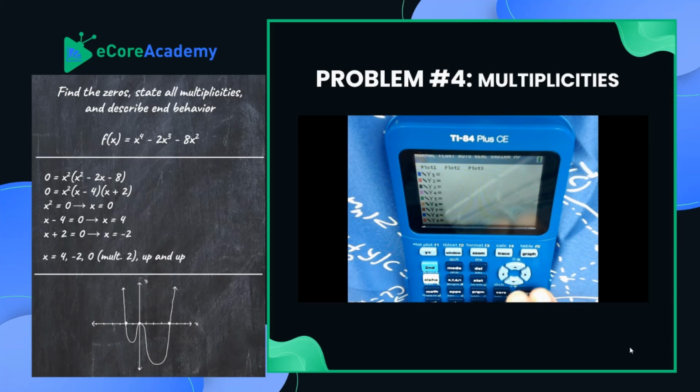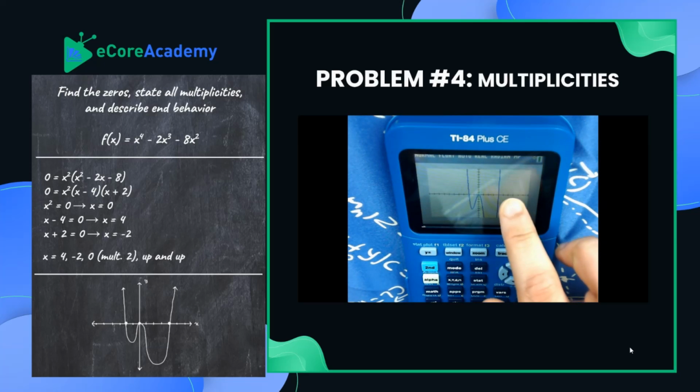So let's graph it here on the calculator. Let's just plug in the original x to the fourth minus 2x cubed minus 8x squared. Actually, no, let's plug in what we found with the zeros. Let's plug in, just to check that we're right, x squared times x minus 4 times x plus 2. You don't need to simplify to standard form. You can just do it like that because it's going to multiply out all of those linear factors for you, and we get the correct answer. So that's how we solve that problem.